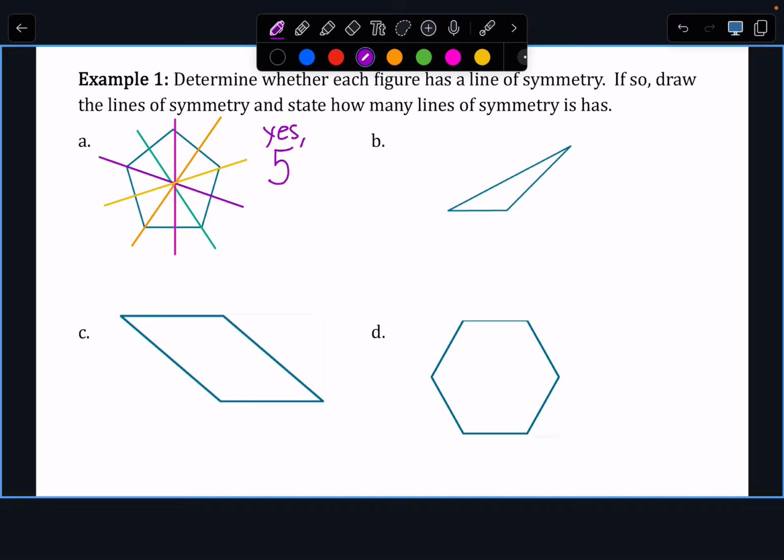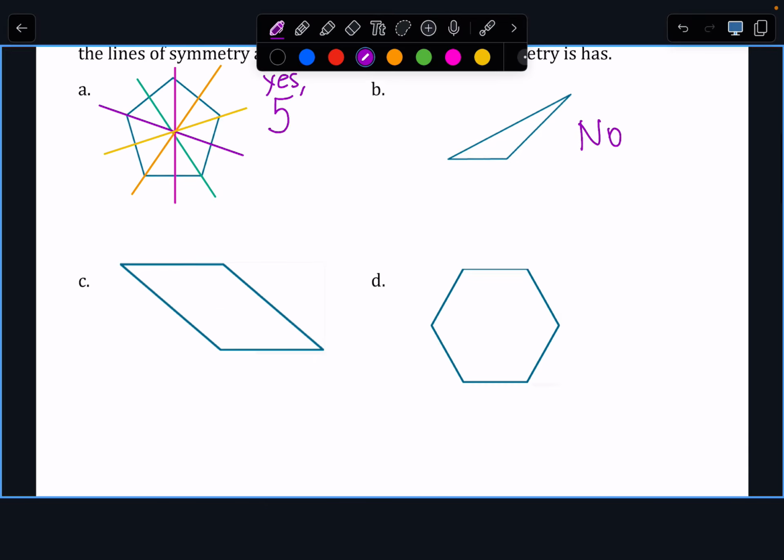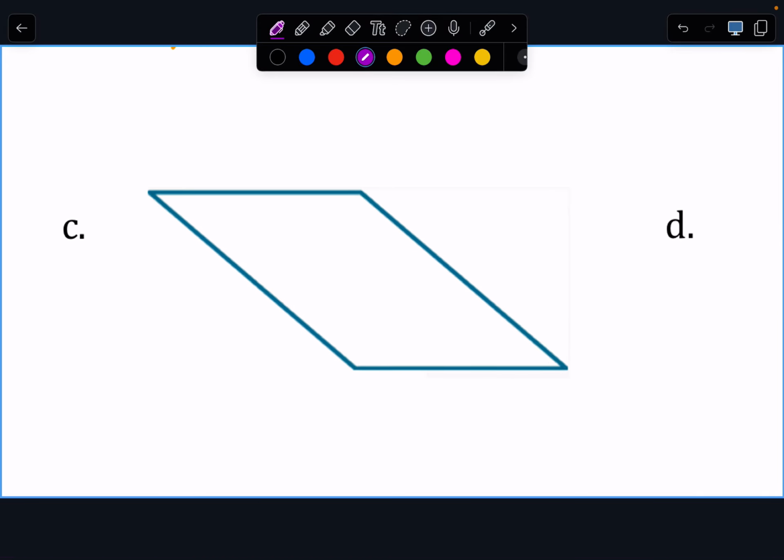I'm hearing some conversations already. Does B have line symmetry? What did you say, Josh? You would go and try? Okay. It would take you forever because it doesn't exist. I appreciate the effort, though.